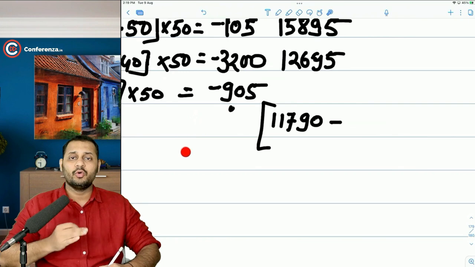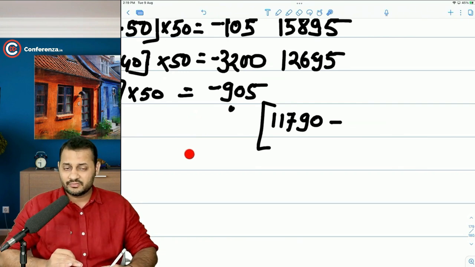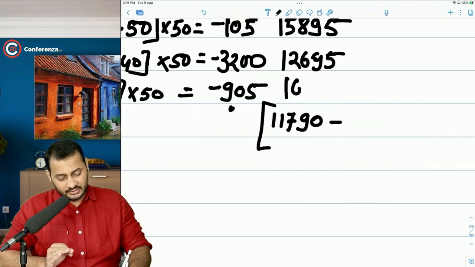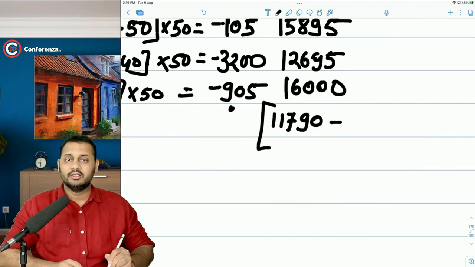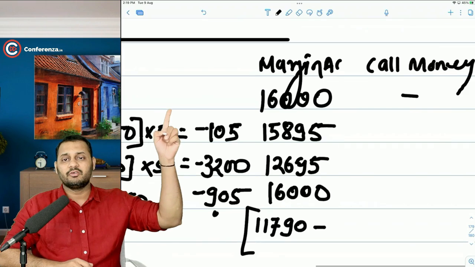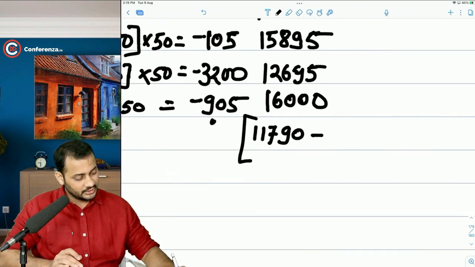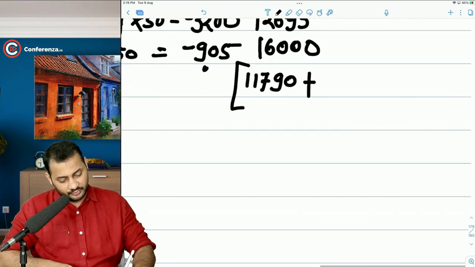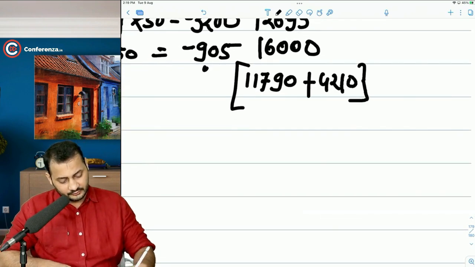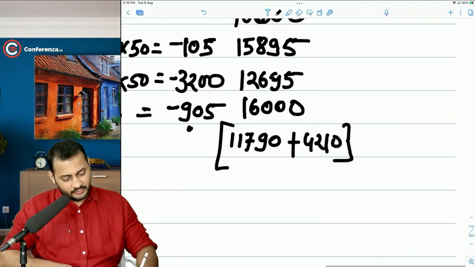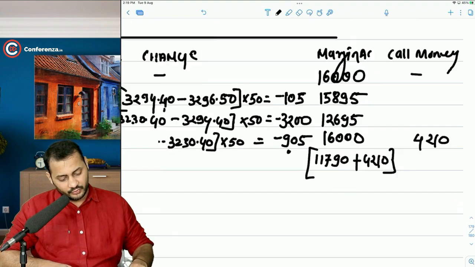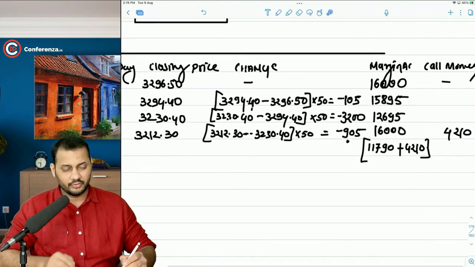If you want to go ahead for tomorrow as well, you will have to deposit some money in such a manner that the balance again reaches the same level of initial margin, that is 16,000. So 16,000 minus this is going to be your call money. And your call money column will show 4210. Now this is how it is going to look.